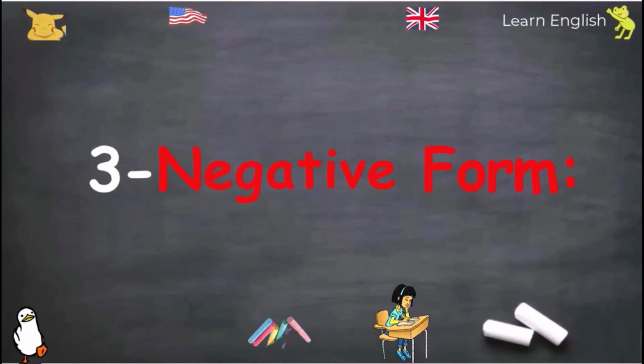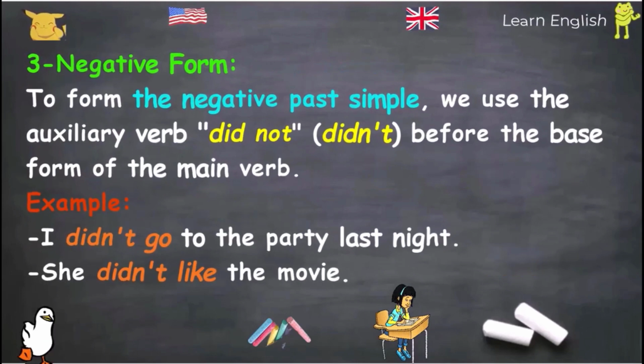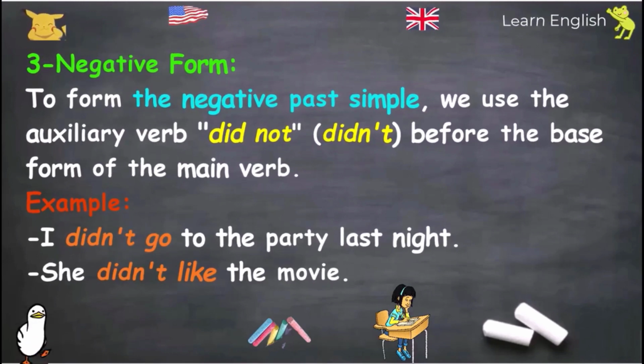Negative form. To form the negative past simple, we use the auxiliary verb did not, didn't, before the base form of the main verb. Example. I didn't go to the party last night. She didn't like the movie.